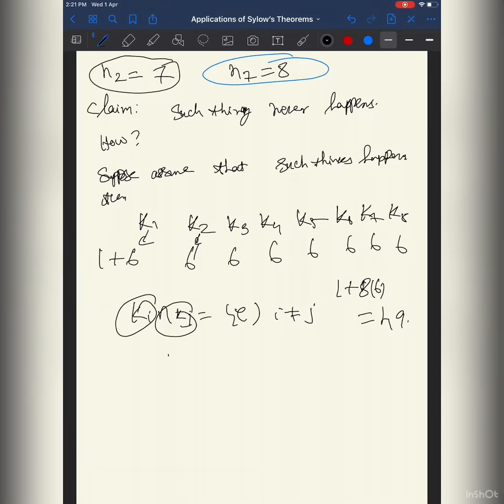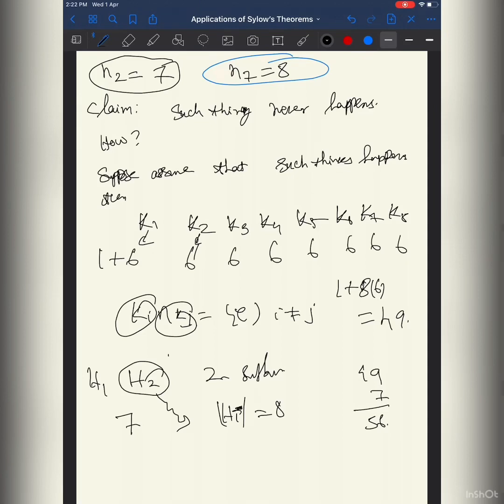Now remember that I have 7 Sylow 2-subgroups. Let's say h1 and h2, at least 2 Sylow 2-subgroups I will get. Then I will count from here. The identity is already counted. Then this will give me 7 elements, because the order of this is 8, the order of this is 8, and I already counted 1, and all the orders are powers of 2, so this will give 7. So 49 plus 7 is 56.